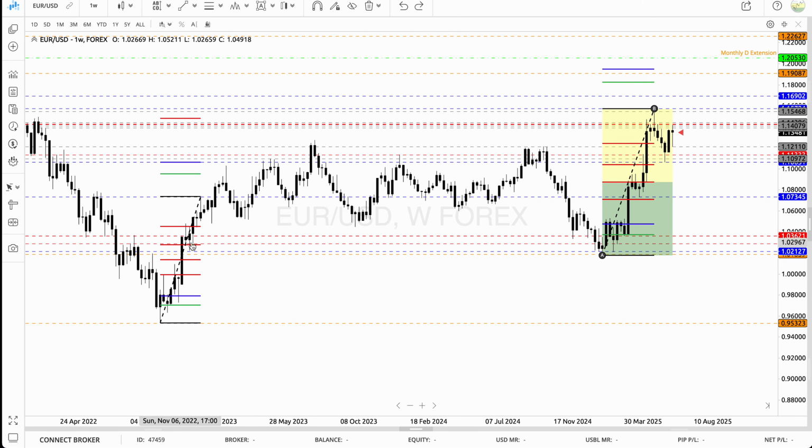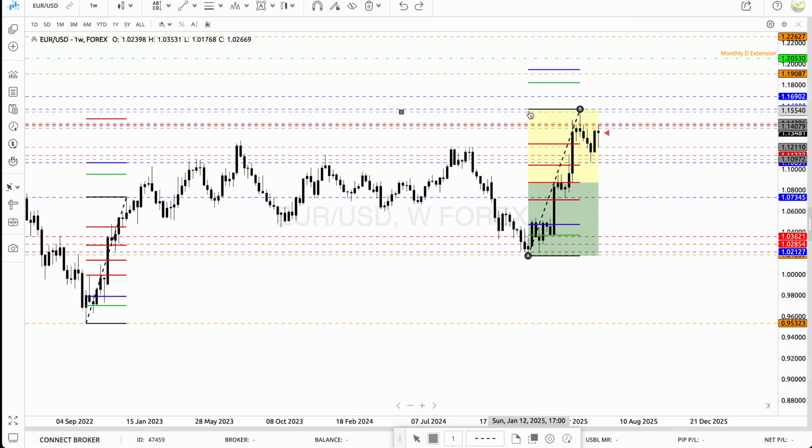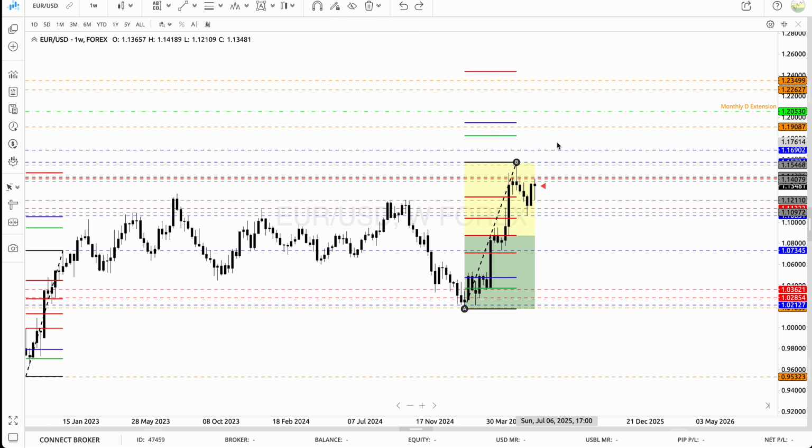We got a 38.2 pullback. We hit the D extension a month ago, right? This was back at the end of April. We hit the D extension. We got a swing high, which is that 5 candle formation we talked about before. And right now it looks like price is retracing, right? So on the weekly, we have an active fib where the D extension is at 124.